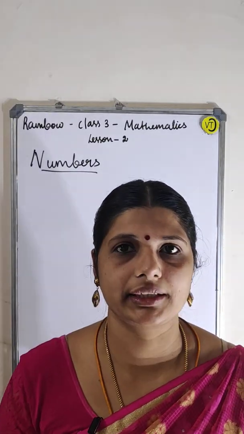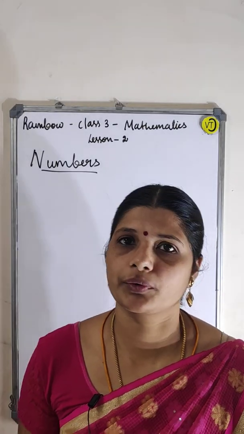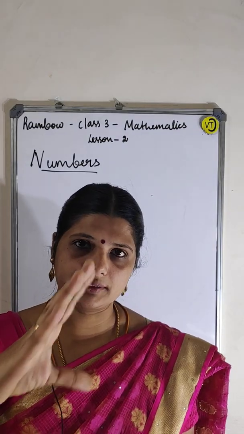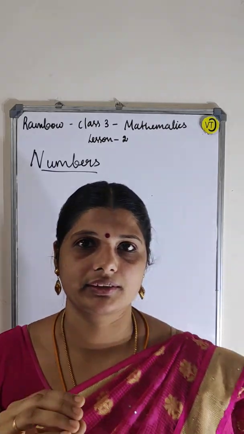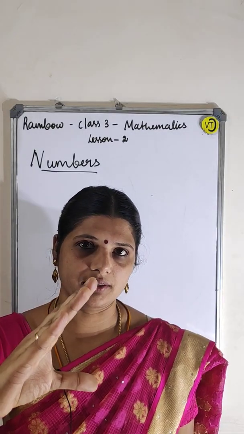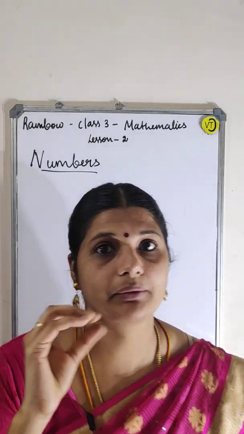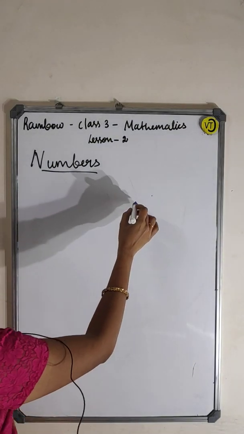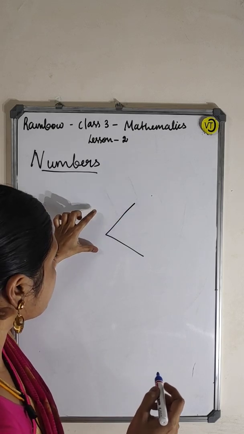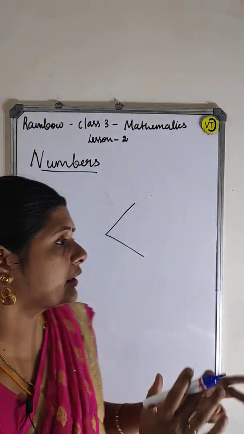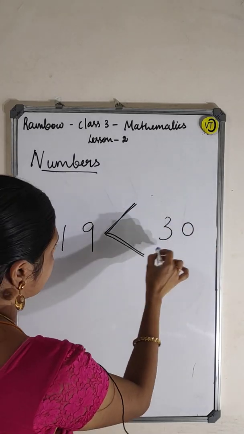How can I represent it, what is the notation for comparison? Do you know the crocodile? Crocodile mouth, how will it be open? Like this, right? So the crocodile always eats the bigger number. So that is why the crocodile mouth is like that. The crocodile mouth is always open, wanting to eat the bigger number here. So 30 will be there. This is 19 will be there. So what is the bigger number here? 30.